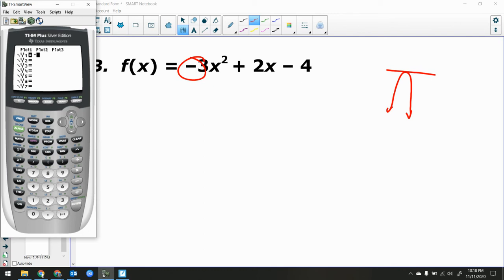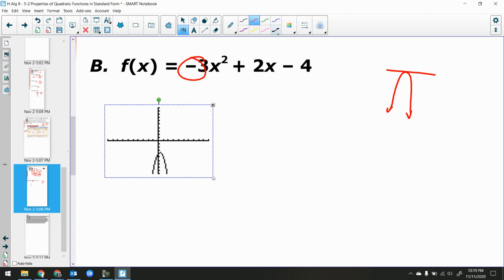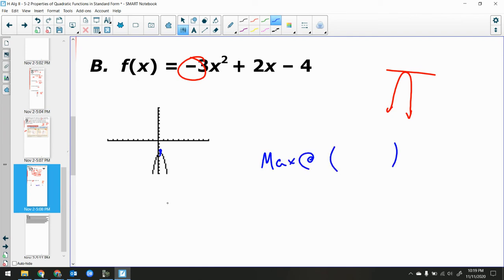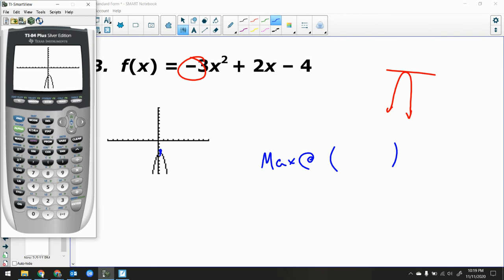Negative 3x squared plus 2x minus 4. I'm going to graph it. Now, I want to calculate that maximum point, right? I see that it opens downward. I want to figure out what that maximum point really is, right? So we can say this is going to max at, and then give us the coordinate of the vertex. The cool thing is your calculator will do that for you. If I calculate it, look, maximum value.